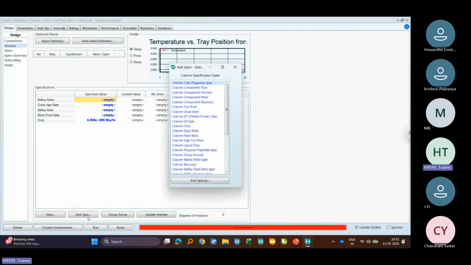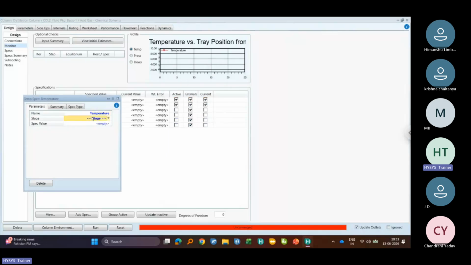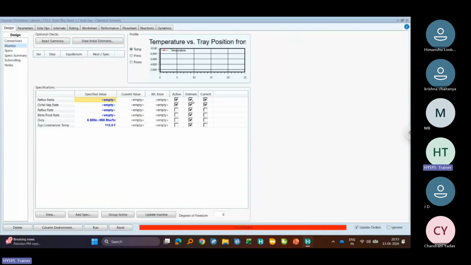We'll add one more specification, which is in terms of column temperature. We'll add specification. The column temperature is for top condenser temperature. So we will rename this as top condenser temperature. Stage, we will select it as condenser only because we are going to give the value for this condenser temperature, and the specification value is 115 Fahrenheit.